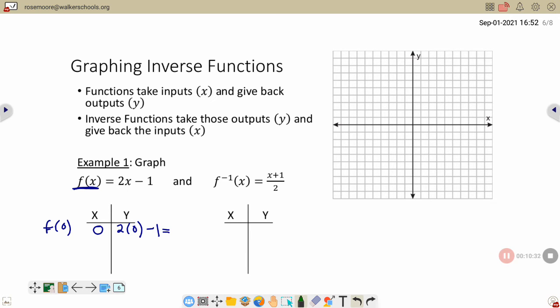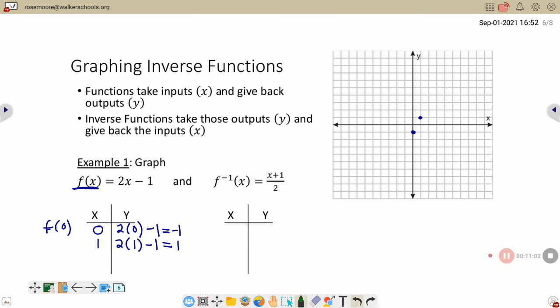2 times 0 is 0. 0 minus 1 is negative 1. So my first point will be 0, negative 1. I repeat this procedure by plugging in 1. 2 times 1 minus 1. 2 times 1 is 2. 2 minus 1 is 1. So my next point is the point 1, 1.